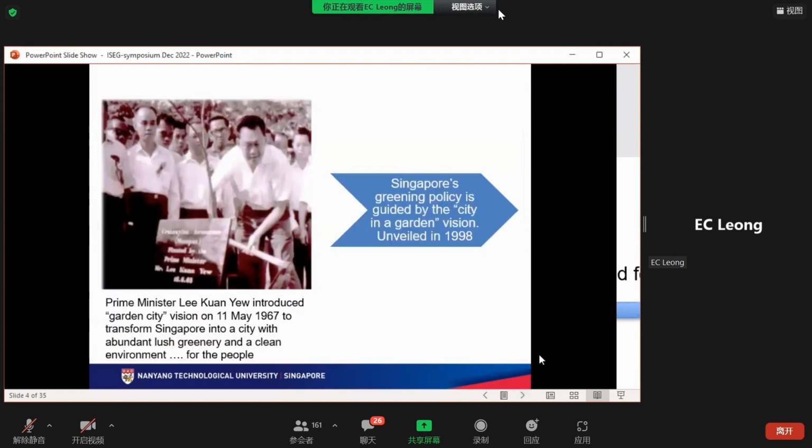The greening policy in Singapore started on 11 May 1967 by our first Prime Minister, Lee Kuan Yew. His vision was to transform Singapore into a garden city so that we achieve a city with abundant large greenery and a green environment for the people. About 20 years later, there was another bigger vision: to transform Singapore into a city in a garden.